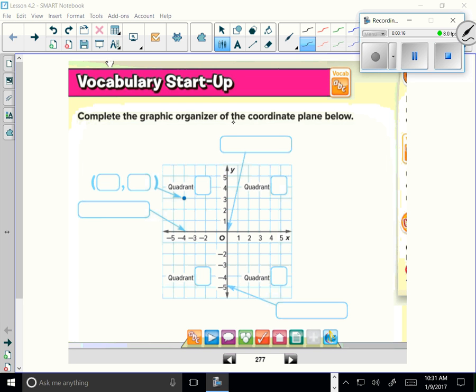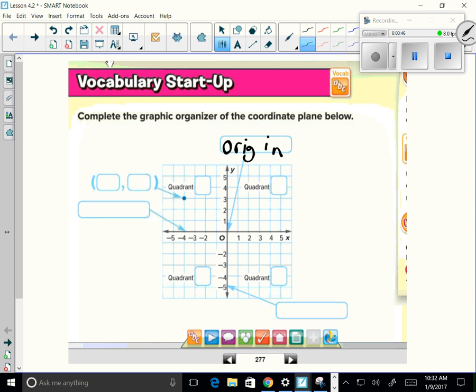So we have a graphic organizer of the coordinate plane below. If we take a look at this very top one here, they're pointing to the middle where the x and the y axis meet. And in case you have forgotten, that is called your origin. So we'll go ahead and label that: O-R-I-G-I-N. Excuse my bad handwriting.